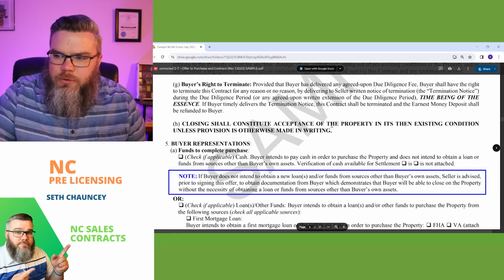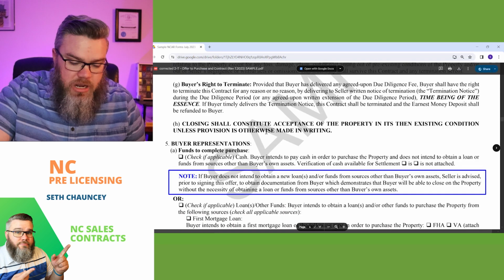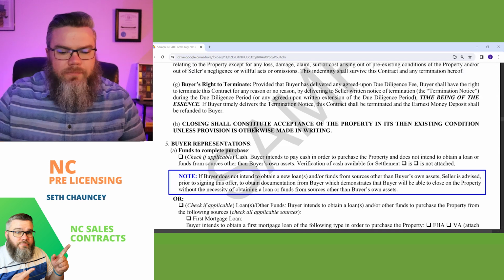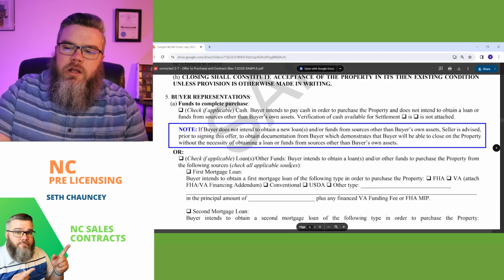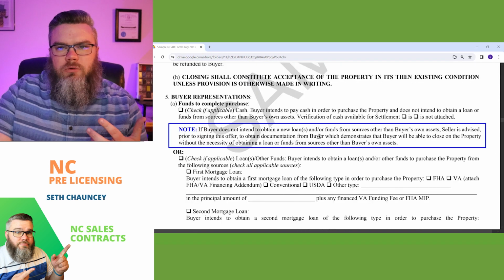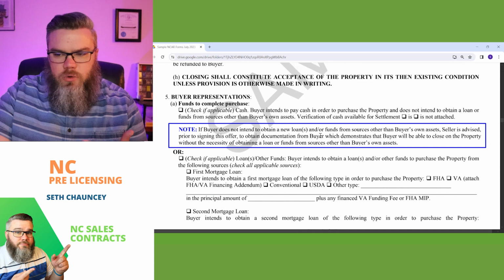Buyer's right to terminate: any reason or no reason. Closing constitutes acceptance. If you close on the property, you have accepted it in its then current condition. Funds. This is part of those requirements under the provisions of 58A.0112.